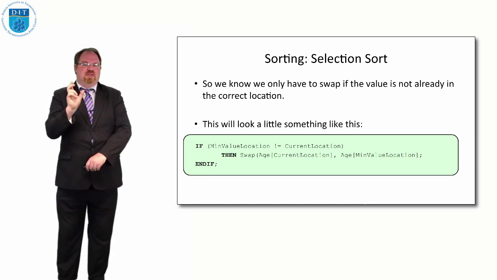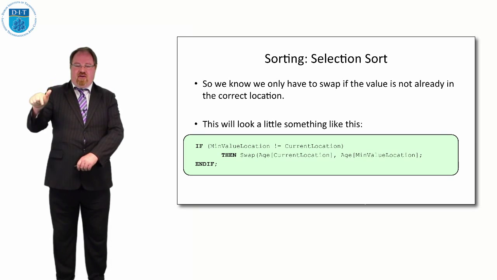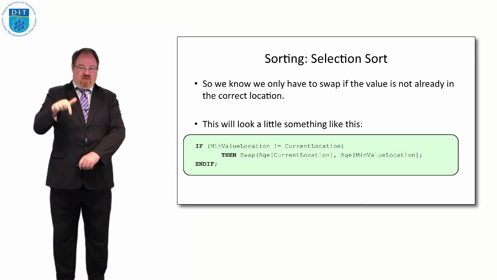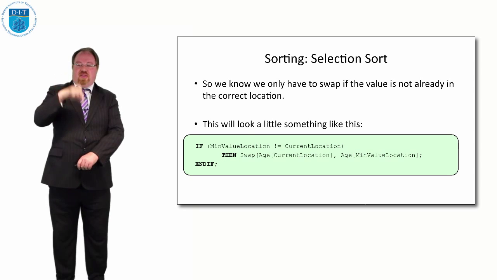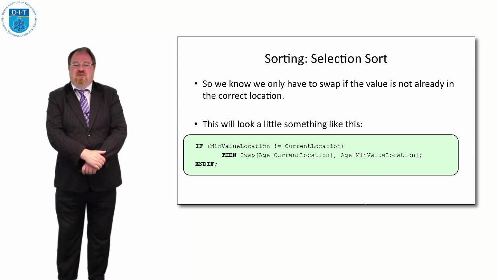If we want to find out the minimum value, we'll say, and if the minimum value is not the current location, then swap whatever location the minimum value is with the current location. So that's what the code looks like. It's the swapping we just saw.